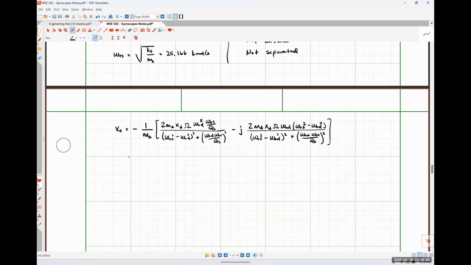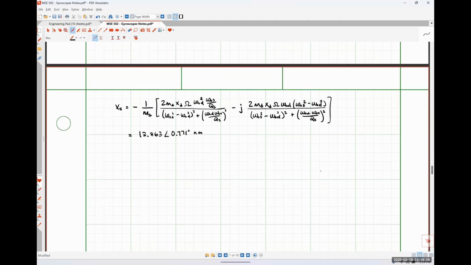When I threw this into MathCAD, I got 13.863 with an angle of 0.771 nanometers. So this phase angle here is just telling us by how much our sense mode displacement is lagging behind our drive mode displacement here.